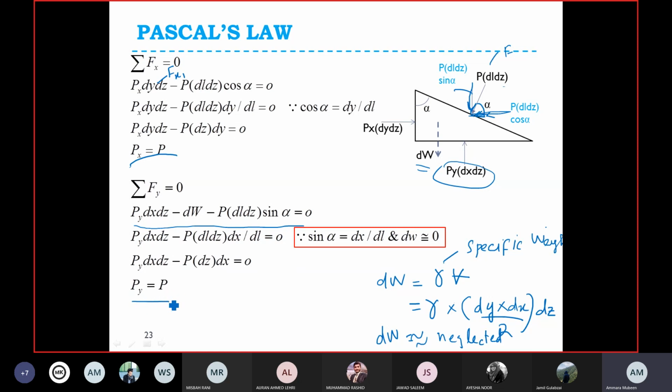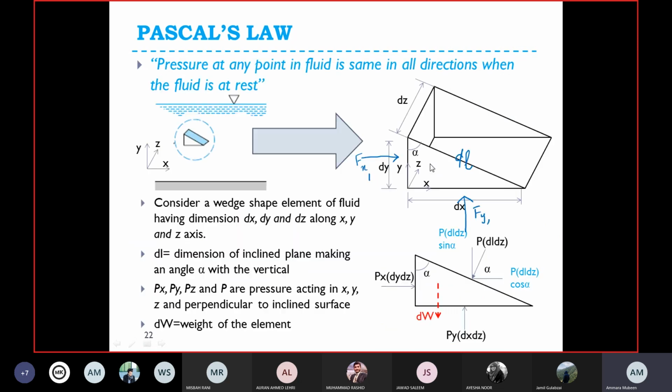Py would be equal to P. So you have proved that Px is equal to P and Py is equal to P. And it means that Px is equal to Py is equal to P. Okay, so this is actually Pascal's law. It means that pressure applied to any element in a fluid which is in stationary condition is equal in all directions.